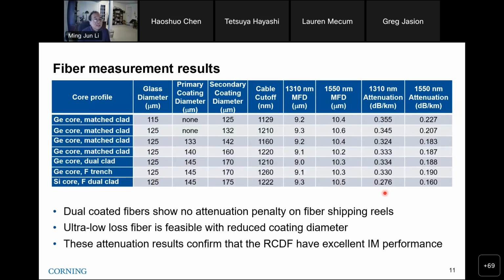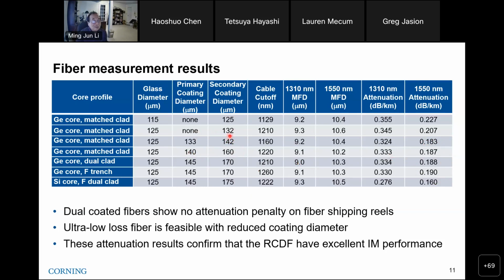This table shows the typical fiber geometry and the optical performance. What you can see from this table, for the dual coated fiber with a coating diameter above 140 microns, the attenuation on the shipping reel shows almost no penalty compared to the 250 micron coated fiber.